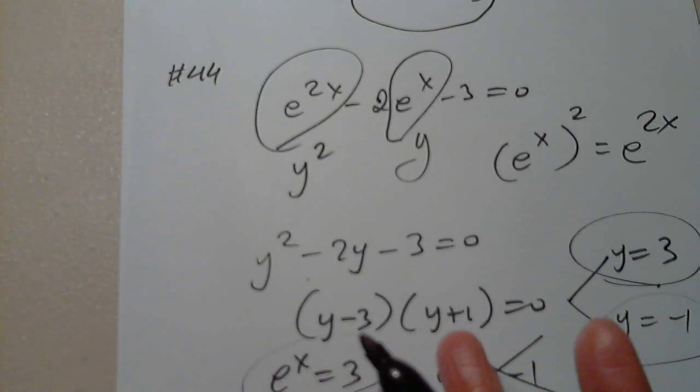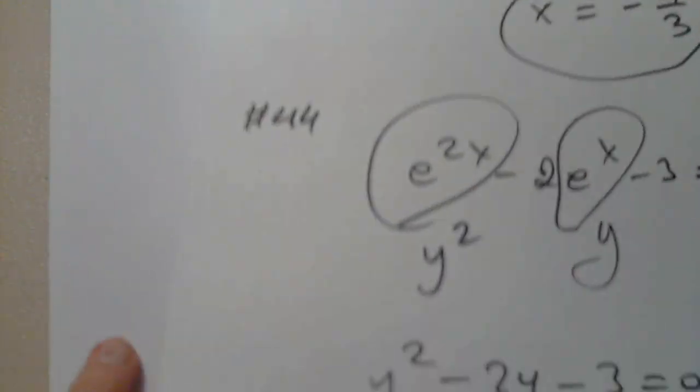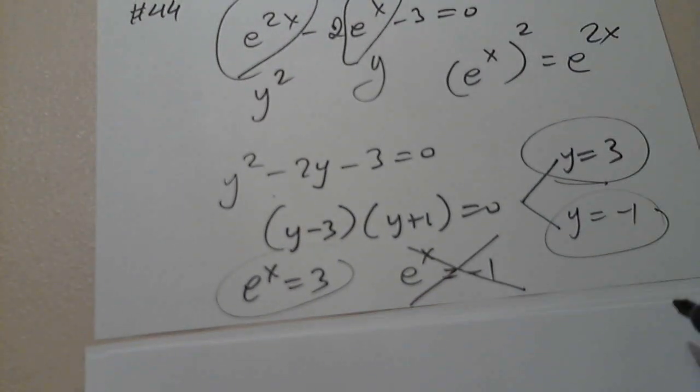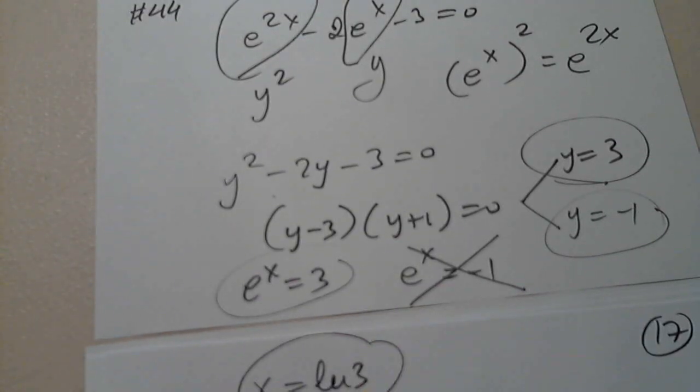But when I apply natural log to both sides, I get natural log 3. So there is a solution. So x is indeed natural log 3, and this is the only solution. And of course, you can go back and check.